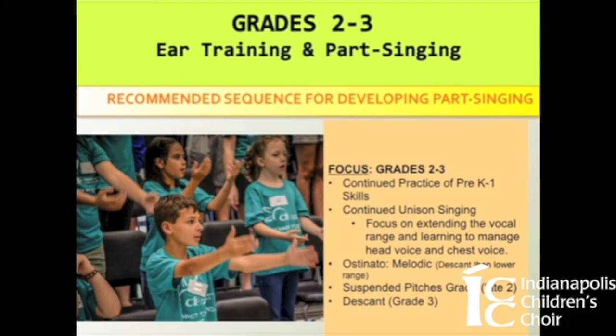Moving on in grades 2 and 3, our ear training and part singing remains mostly focused in unison singing, but with an introduction to some simple part singing. We're now in the practice mode of all the skills and concepts we learned in pre-K through 1. Therefore, we continue our unison singing and beat keeping and exploring rhythms and expanding on those. We'll focus on extending the vocal range of the 8 through 10-year-old, and we'll help them learn to manage their head voice and chest voice.